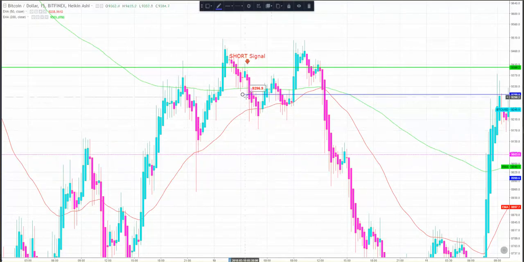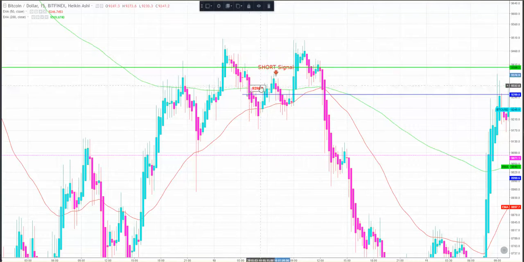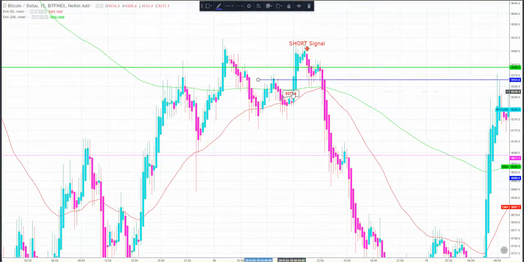Even if you miss this short signal, you could have actually got in on this short signal with confirmation. Or over here, even better, right? At that price, over there. But you ignore the up signals.